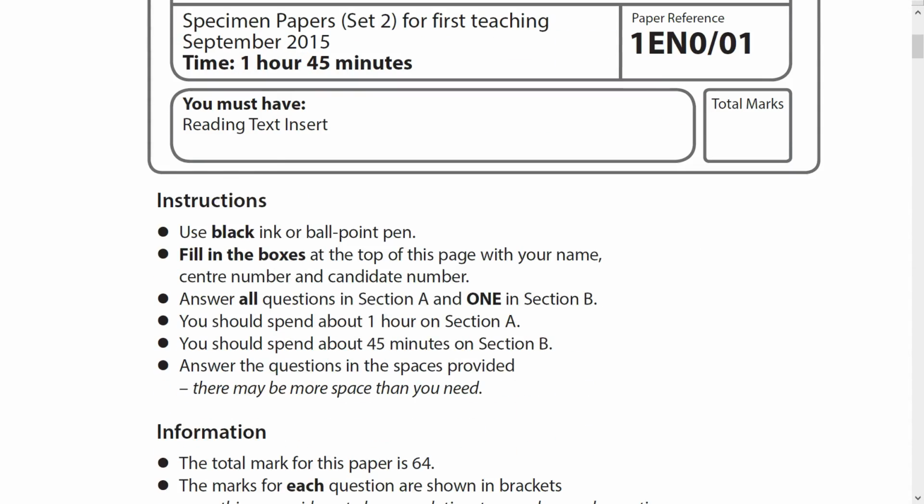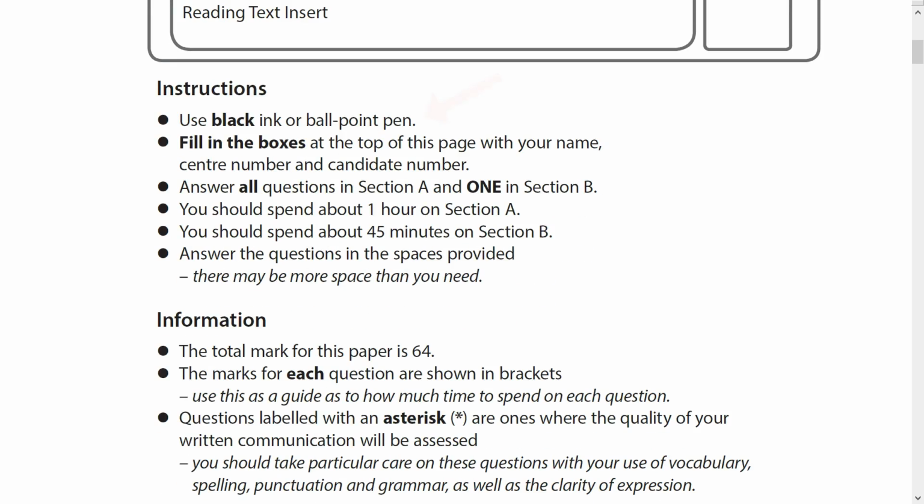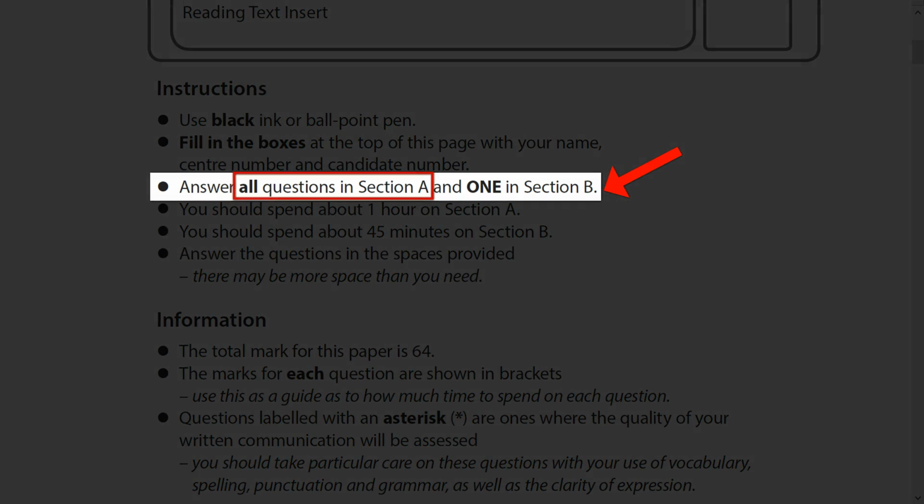If we scroll down and look at the instructions, you are told to use black ink. That's because they scan the exam papers in and they get marked electronically. You need to fill in all of your information in the exam, and you are told, importantly, you must answer all questions in Section A. That is the section on the 19th century prose fiction text. All of the questions in that section are compulsory, and then when you get to Section B, which is the imaginative writing, you have to choose one of those tasks to do.